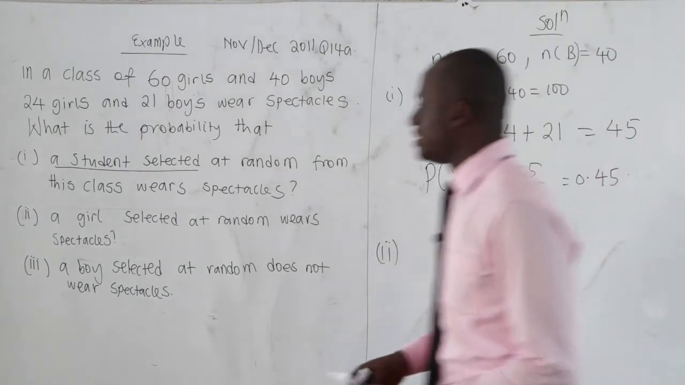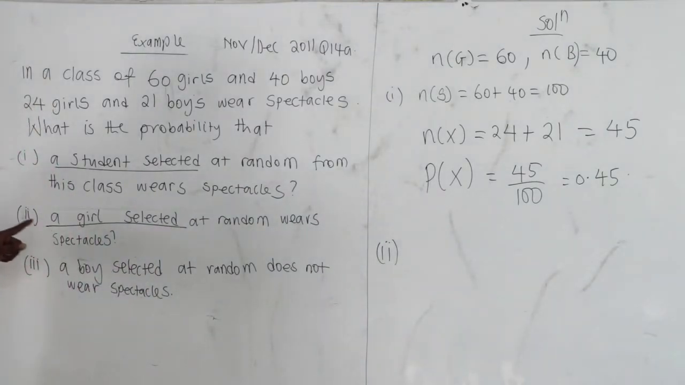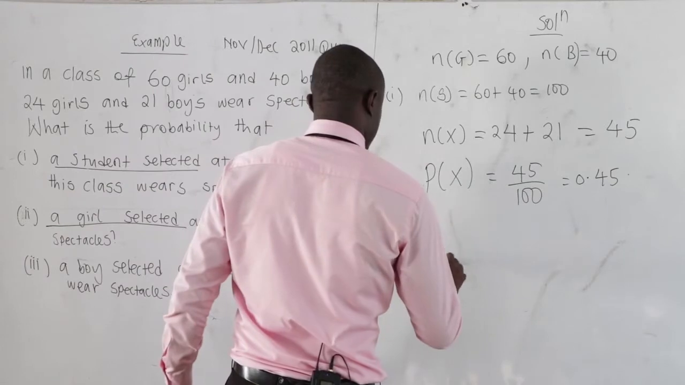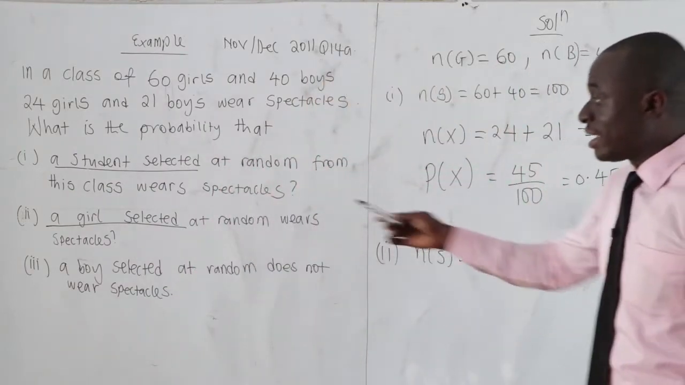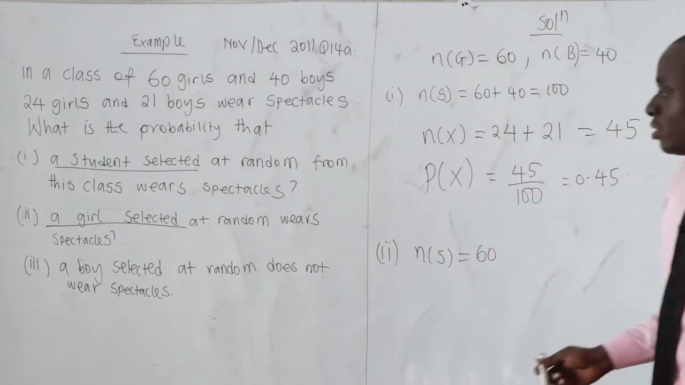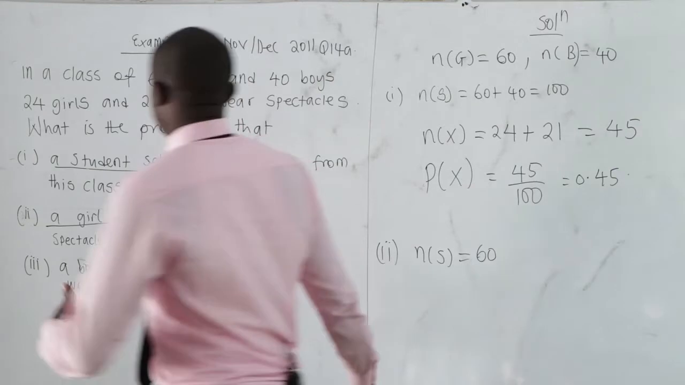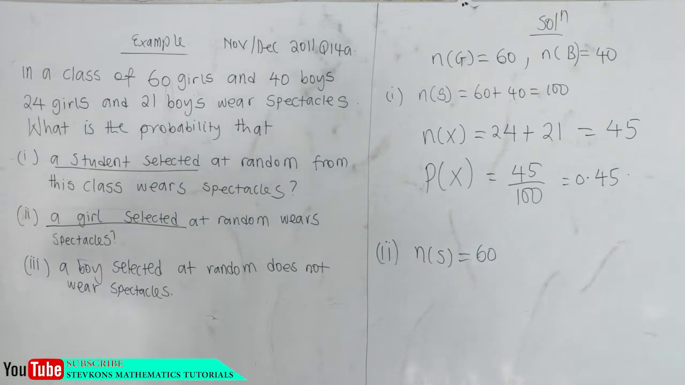Now the second one says that if a girl is selected, it means that our sample space will change. Only girls. So for that one, our sample space, girls, will be 60. If a girl selected at random wears spectacles, now let's see the number of girls that wear spectacles. Those who wear spectacles is 24.